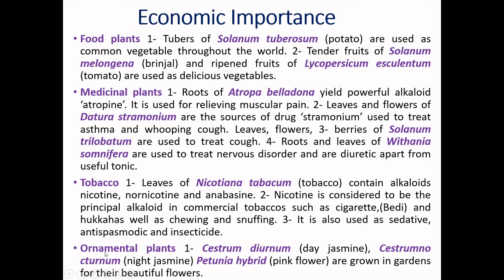Another economically important group is ornamental plants, that is Cestrum diurnum, day jasmine, Cestrum nocturnum, night jasmine, and Petunia hybrida, pink flower, grown in gardens for beautiful flowers. Now these are some examples of Solanaceae and their importance, for example, food plants, medicinal plants, nicotine extraction from tobacco, and some ornamental importance.